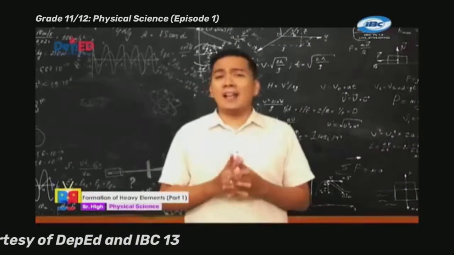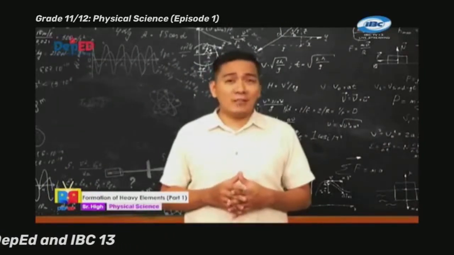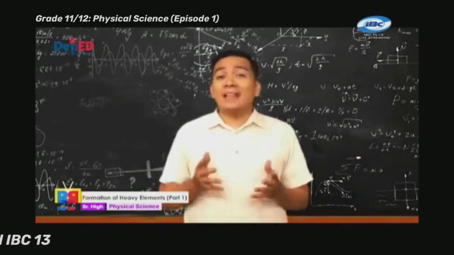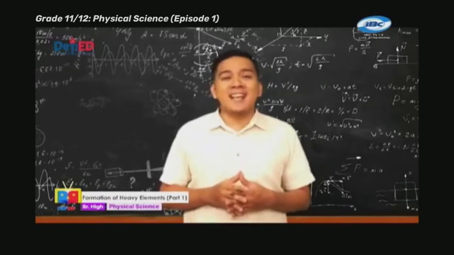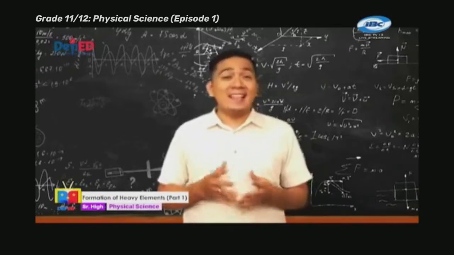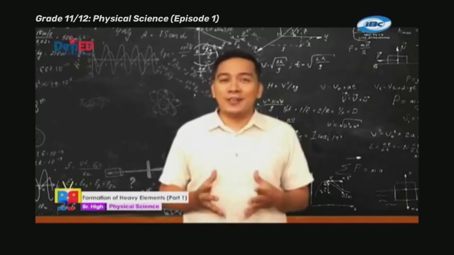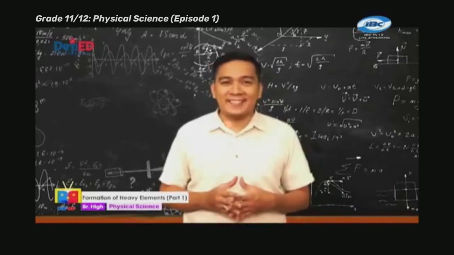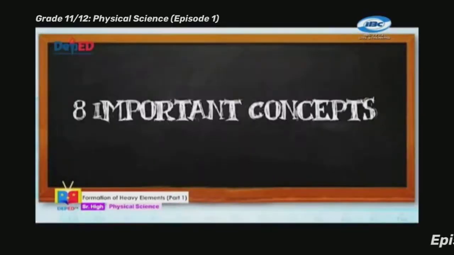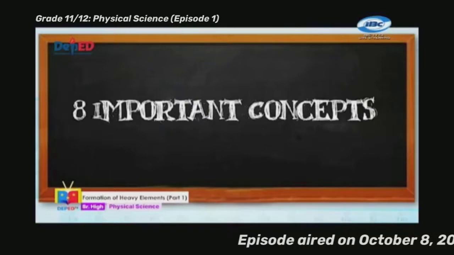That is how the light elements were formed during the Big Bang nucleosynthesis and how some light elements were formed during the stellar nucleosynthesis. Let's have a little review and see how much you learned about element formation. At the beginning, we reviewed 8 important concepts that will help us understand how elements were formed.